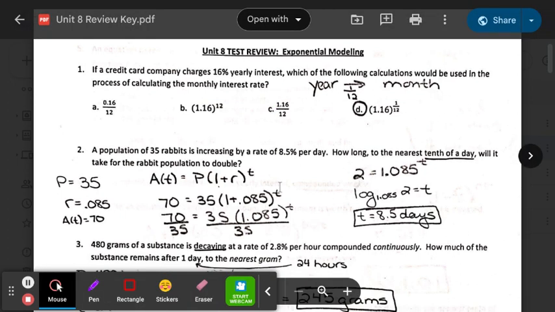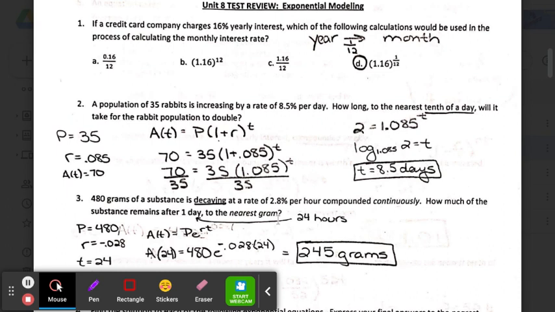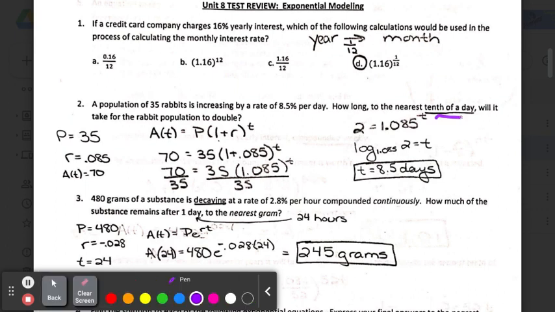A population of 35 rabbits is increasing at a rate of 8.5% per day. How long, to the nearest tenth of a day, will it take for the rabbit population to double? Remember, you don't round until the end of the problem. And so, simple interest, there's no compounding. To double, that means our amount is 70 because 35 times 2. So here we set up the equation, 70 equals 35 times 1.085 to the T.